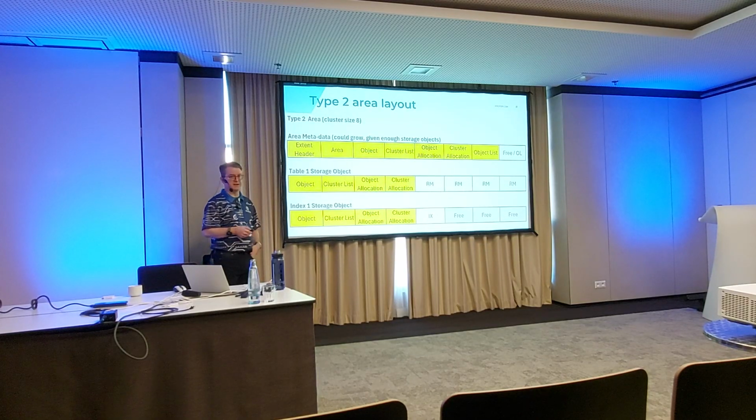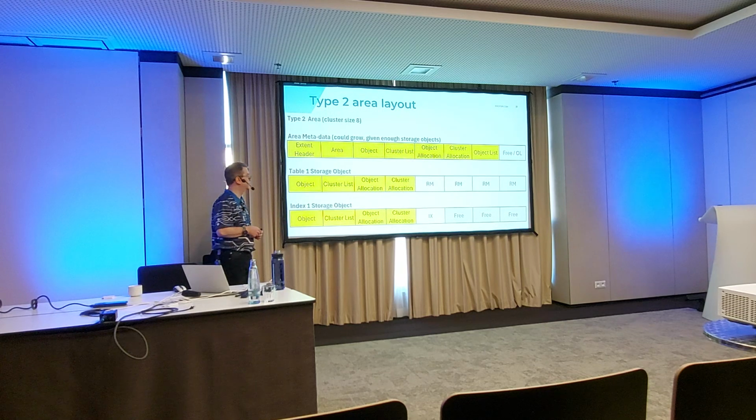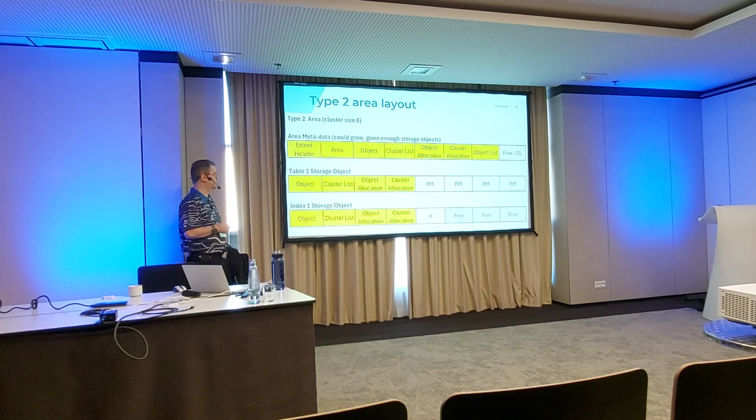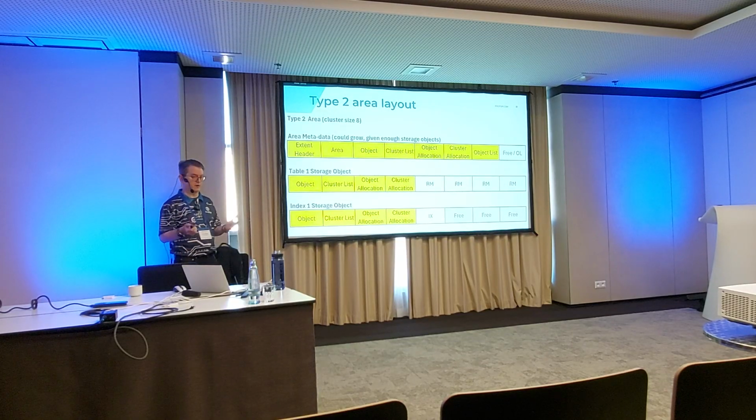Now, this object list contains a data structure that can grow as you assign more and more storage objects to the area. So that last free block, in this case, I'm just showing cluster size 8, but conceptually 64 and 512 are similar. If this structure grows, then this free block could be reformatted as an object list block to continue that data structure. Here's an example of the first cluster of a table storage object. Type 2 storage objects always begin with these 4 block types, starting with an object block, cluster list, object allocation, and cluster allocation. And then the remainder of the cluster is filled with pre-formatted record blocks.